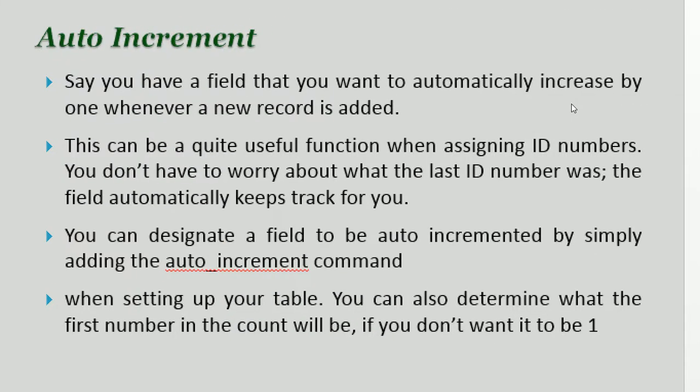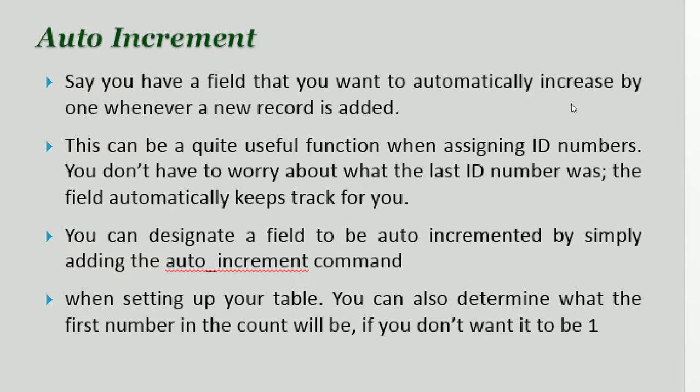Auto increment. What is auto increment? With the help of auto increment, automatically we will increase by 1 from the last record. So say you have a field that you want to automatically increase, like student ID, customer ID, or any other thing. This is quite a useful function when assigning ID numbers. Why is it useful? Because you don't need to remember the last ID. Maybe you forget the ID after 2 months, 3 months. Then again you need to open the table or see the last ID, and then you need to provide the new ID with an increment.